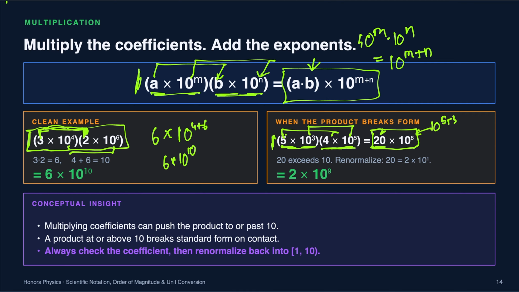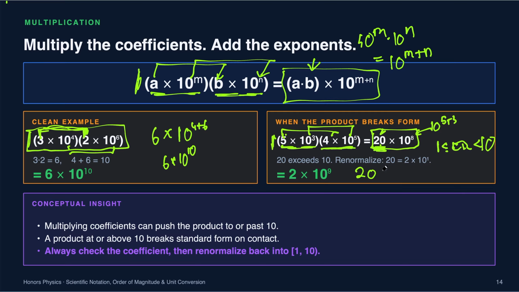This one doesn't fall under our constraints of 1 is less than or equal to a, and that a is less than 10, right? That's what we need here. Those are your constraints. But 20 is greater than 10. So what do we do? We renormalize it. How do we do that? Well, like I said, right? We shift the decimal again.